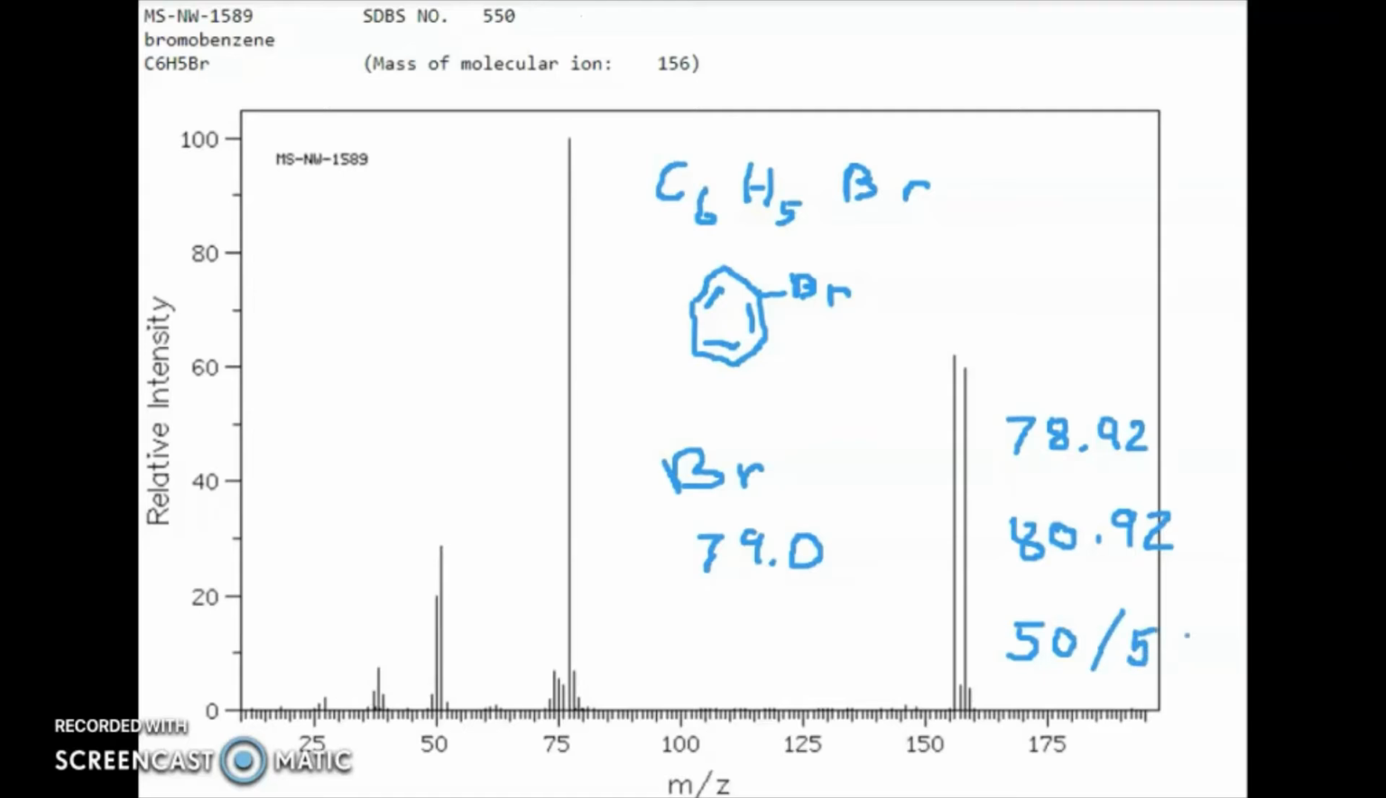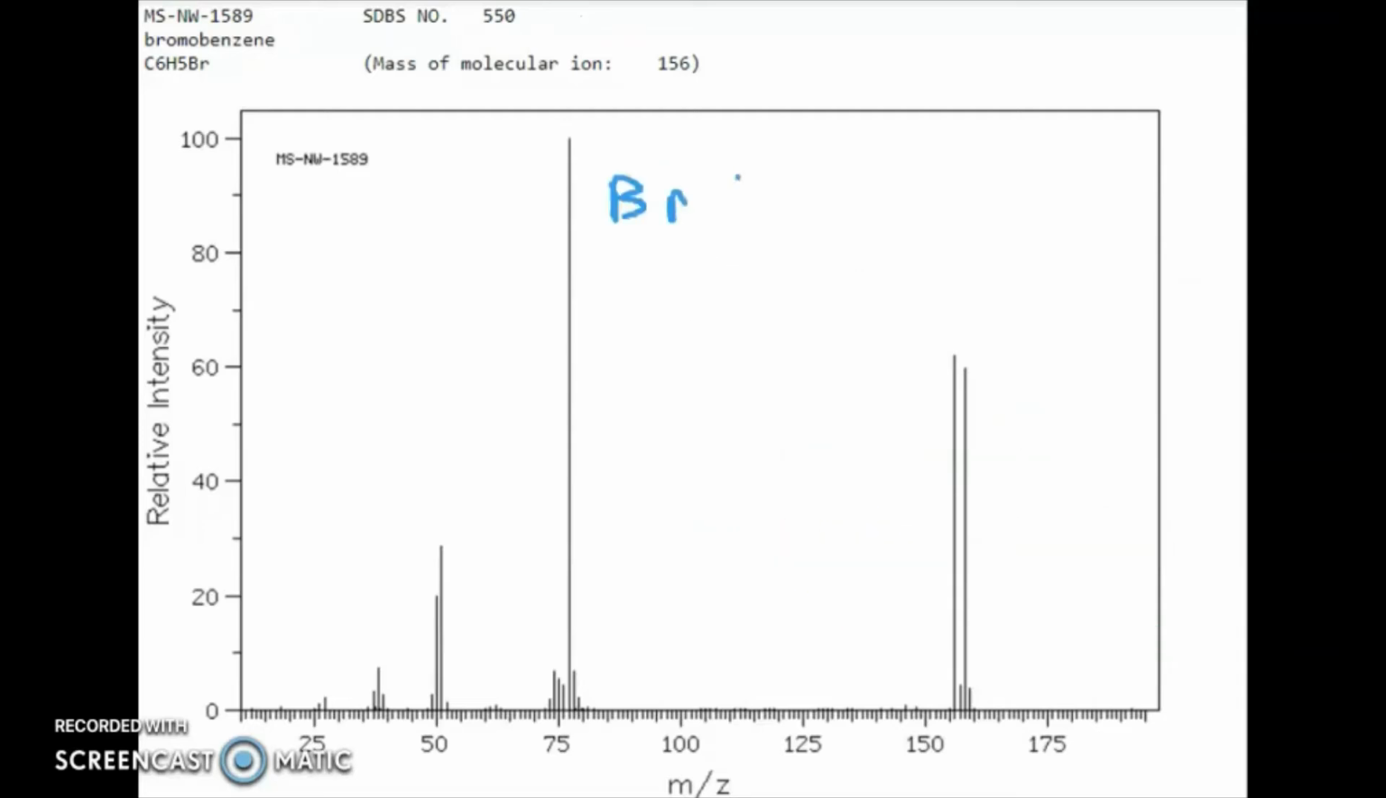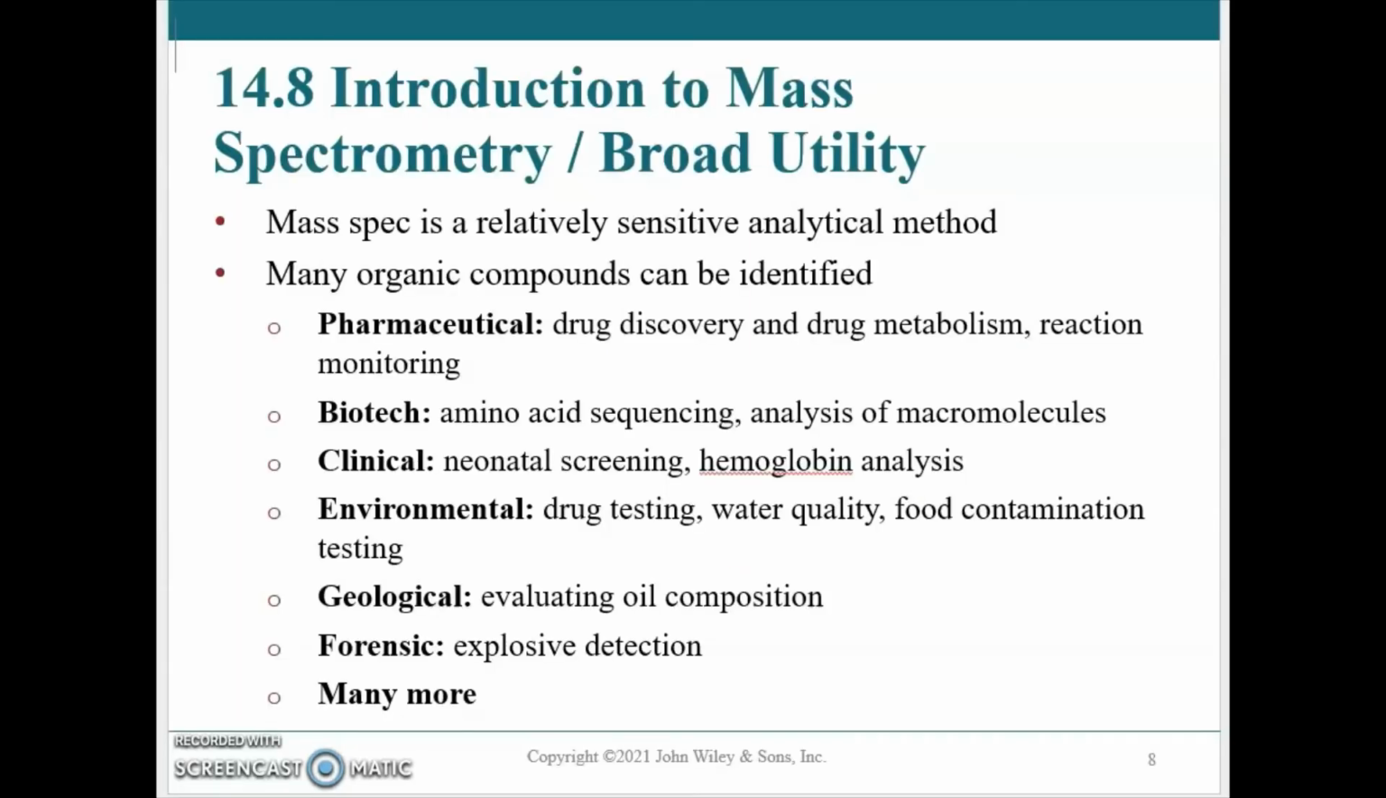Sorry, I got that wrong when I wrote that down. Bromine's average molecular weight is 79.90, and the two isotopes are 78.92 and 80.92.